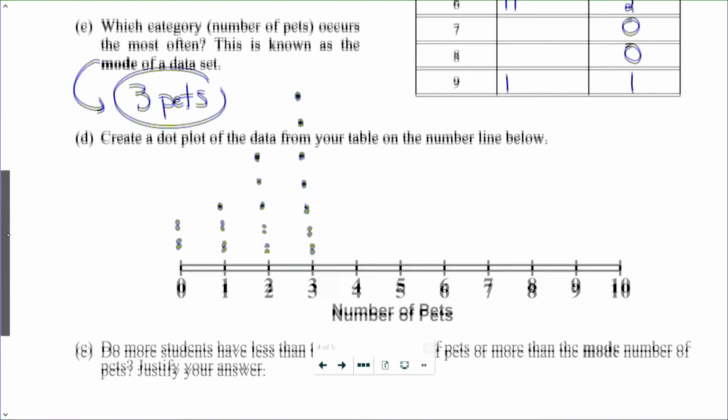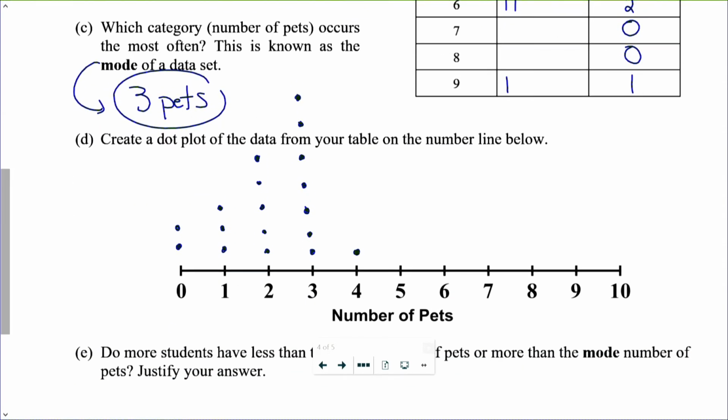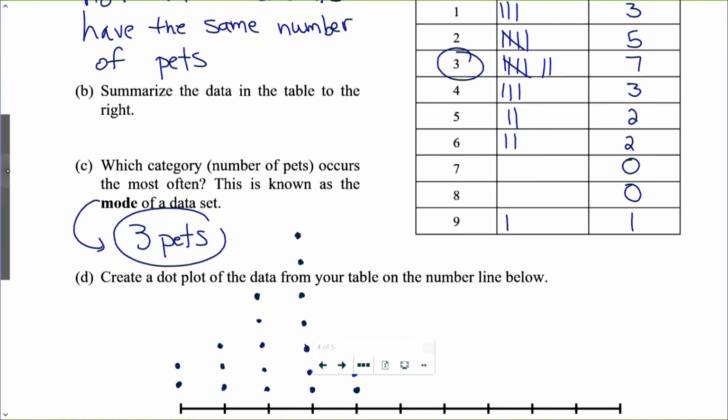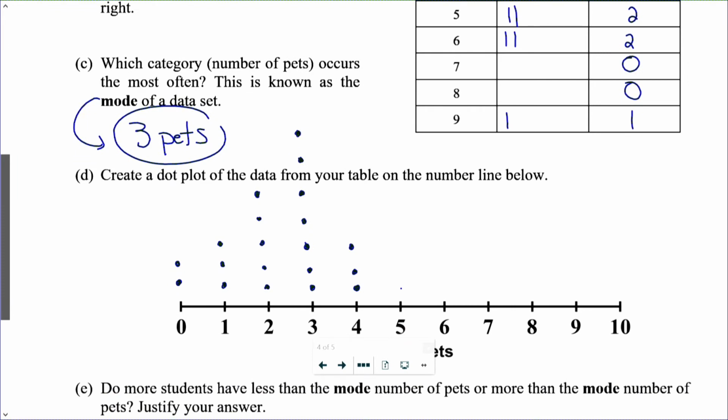For 4 pets, we had 3 students that had 4. Let's see, then we had 5. 2 people had 5 pets. 2 people had 6 pets. No people had 7 or 8, so I'm not going to put a dot above them. And 1 person had 9 pets.